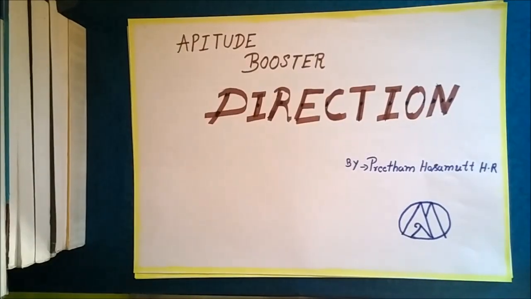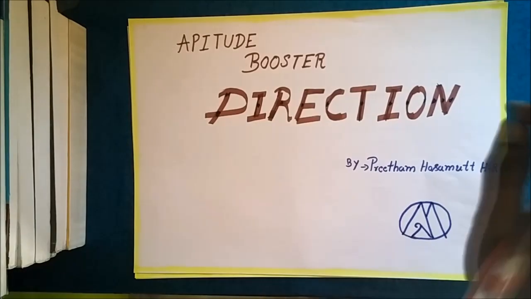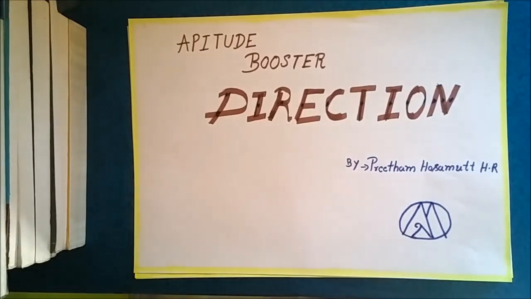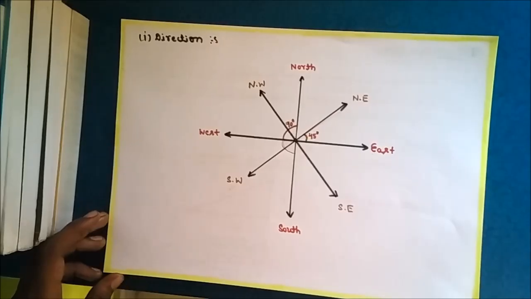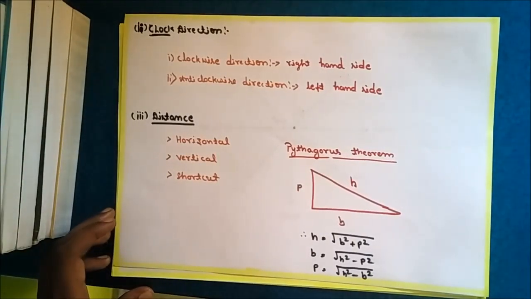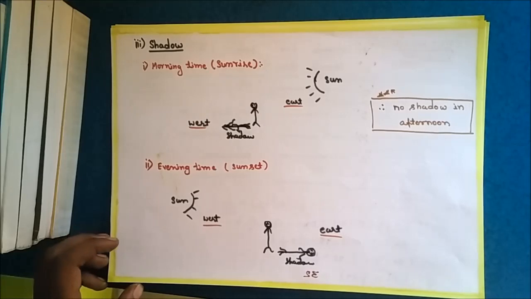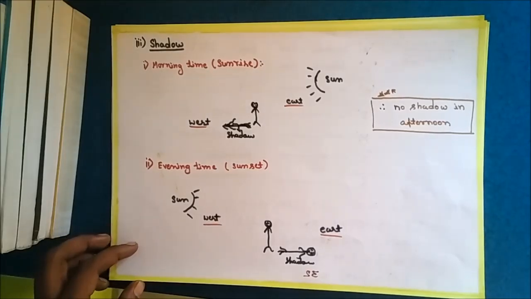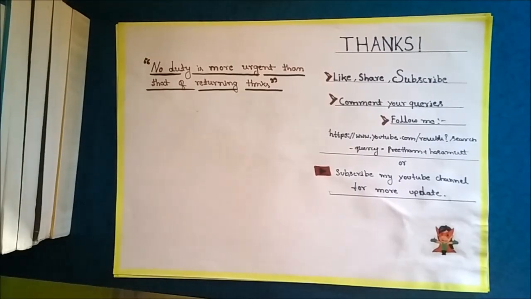Before we end this direction session, I would like to say, please read the question twice or thrice, because the questions are very tricky in upcoming days. So you have to be patient and read the direction questions carefully. First you have to draw the direction. First, remember directions, then clockwise directions, third is distance, and last but not least, the basic shadow approach.